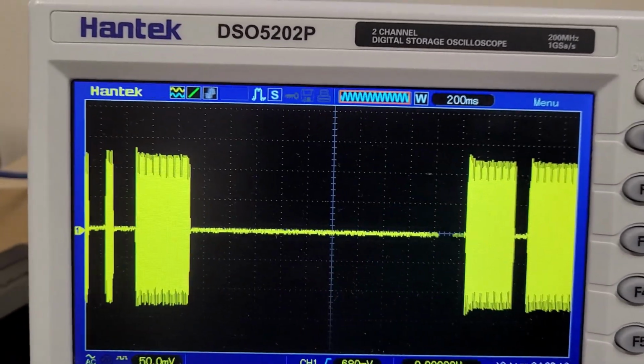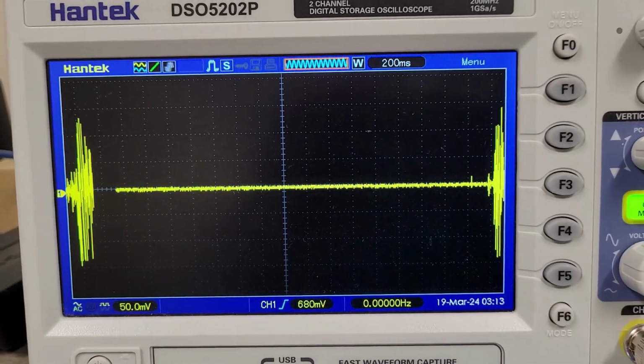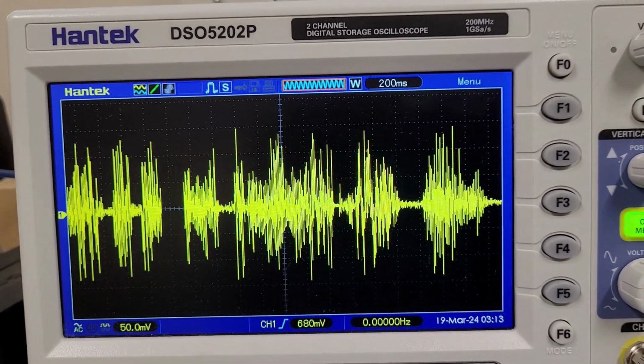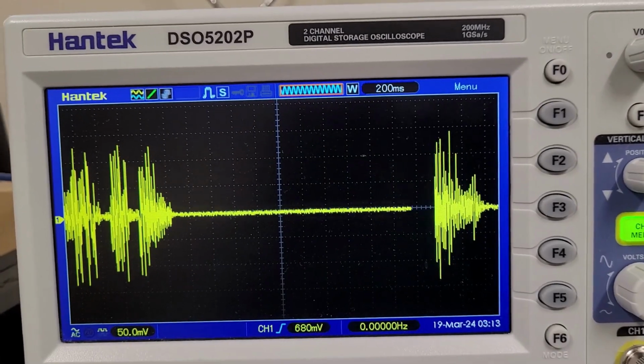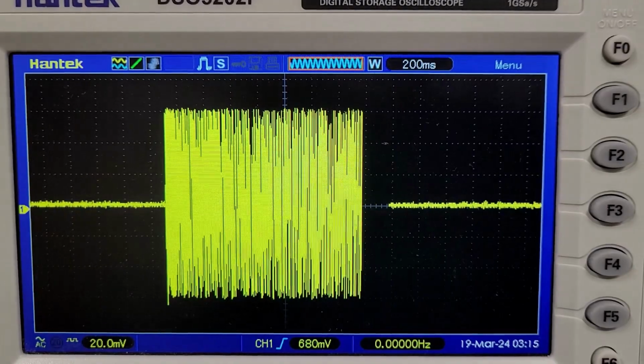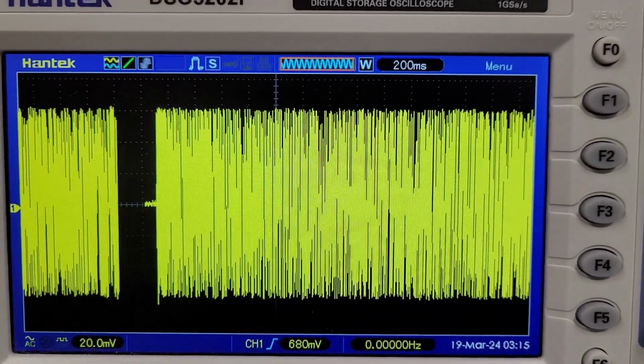This is an example of CW. This is November Romeo 7 Romeo X-ray on lower sideband. Single sideband is a type of amplitude modulation or AM. This is November Romeo 7 Romeo X-ray testing FM.